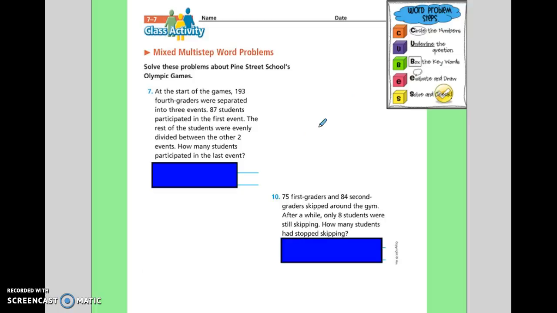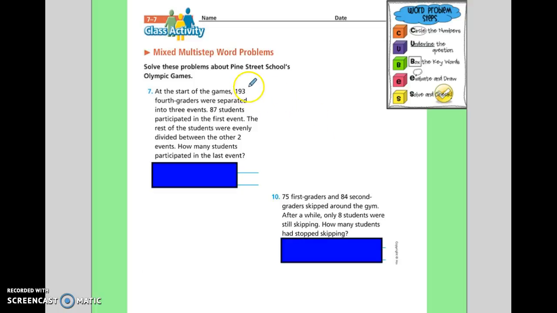So it says, at the start of the games, 193 fourth graders were separated into 3 events. 87 students participated in the first event. The rest of the students were evenly divided between the other 2 events. How many students participated in the last event?